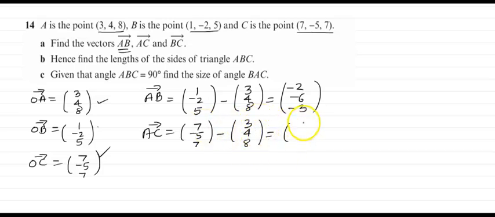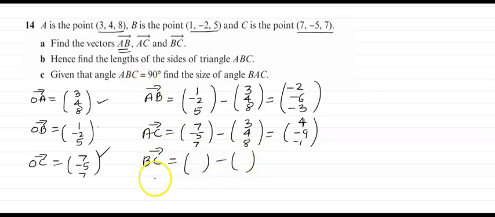So 7 take away 3 is 4. And this will be minus 9. And this will be minus 1. Okay. Now we need to find position vector of BC. That is position vector of C minus position vector of B.